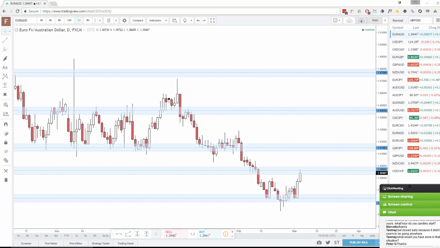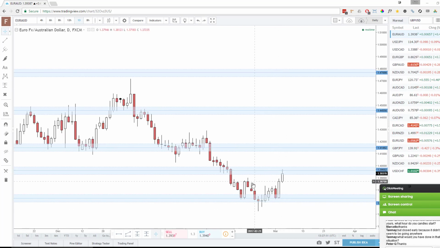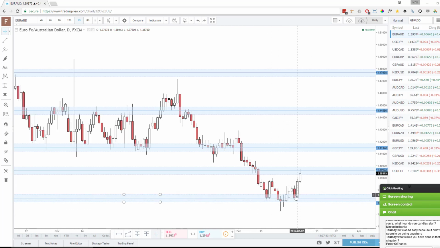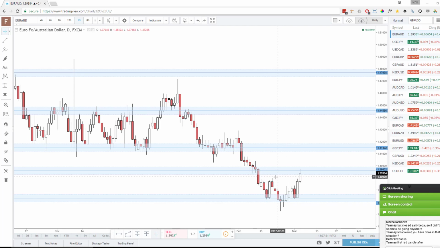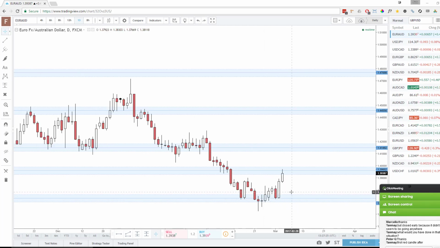You entered Euro AUD on the 22nd of the second daily candle. You closed early because it didn't seem to be going anywhere. Would I have done the same in that situation? How early did you close? After the first red candle, that one.